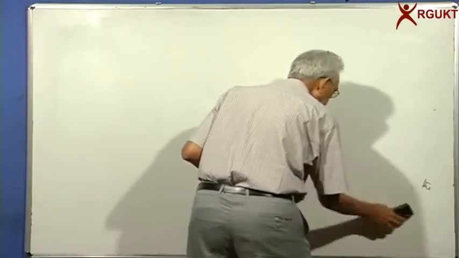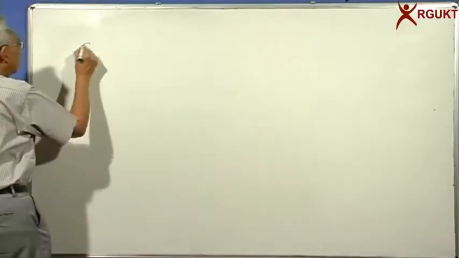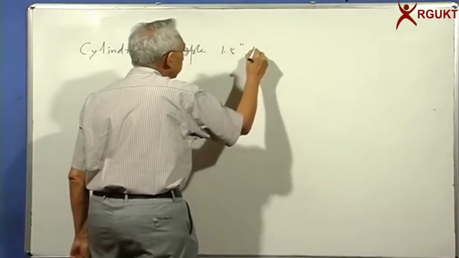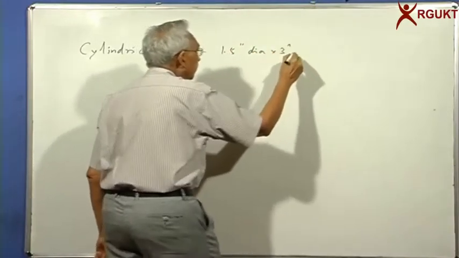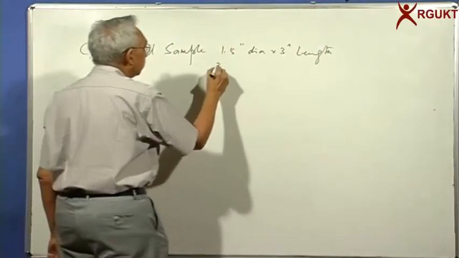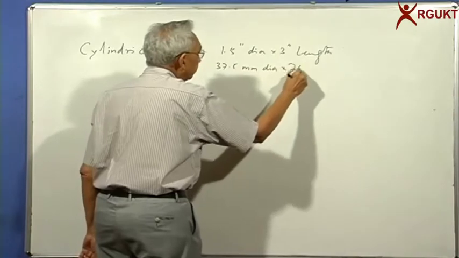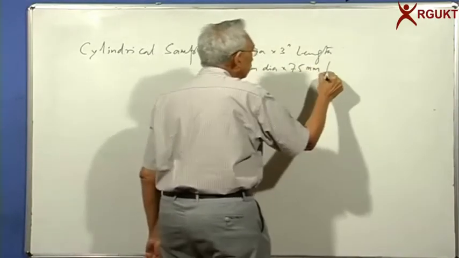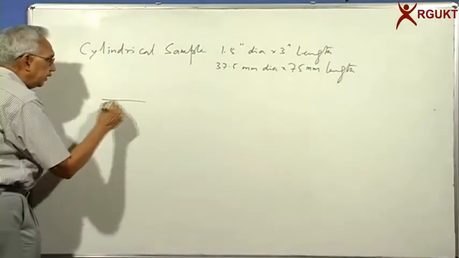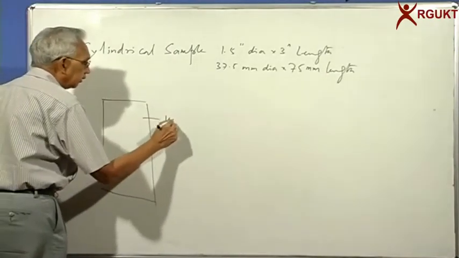So what we do normally is we take a cylindrical sample, usually 1.5 inches diameter by 3 inches length. That is, say 37.5 millimeters by 75 millimeters length. These are easy because I can take a sample from the field in a tube. This is an undisturbed sample.